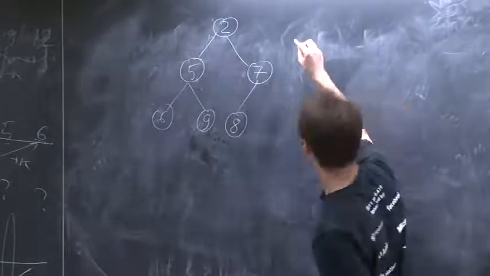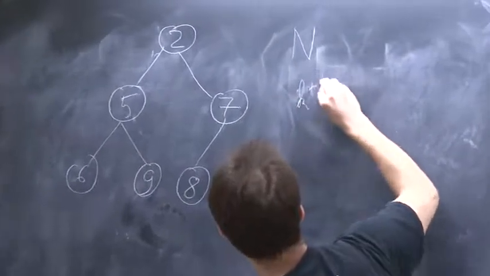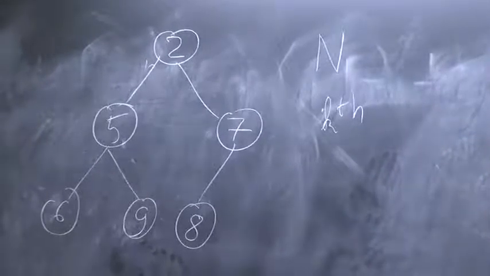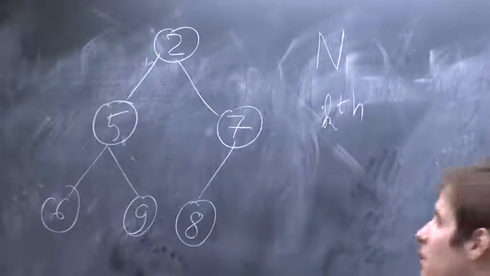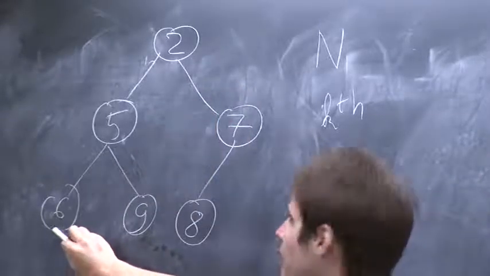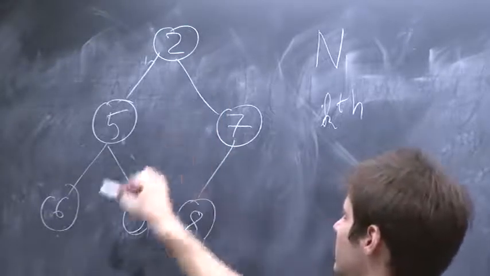So this is a minimum heap, n elements, and I want to extract the kth smallest element in the heap. So if k equals 3, this is the third smallest element, right? K equals 4, it's this guy, 5, and 6. 1 and 2 are here.